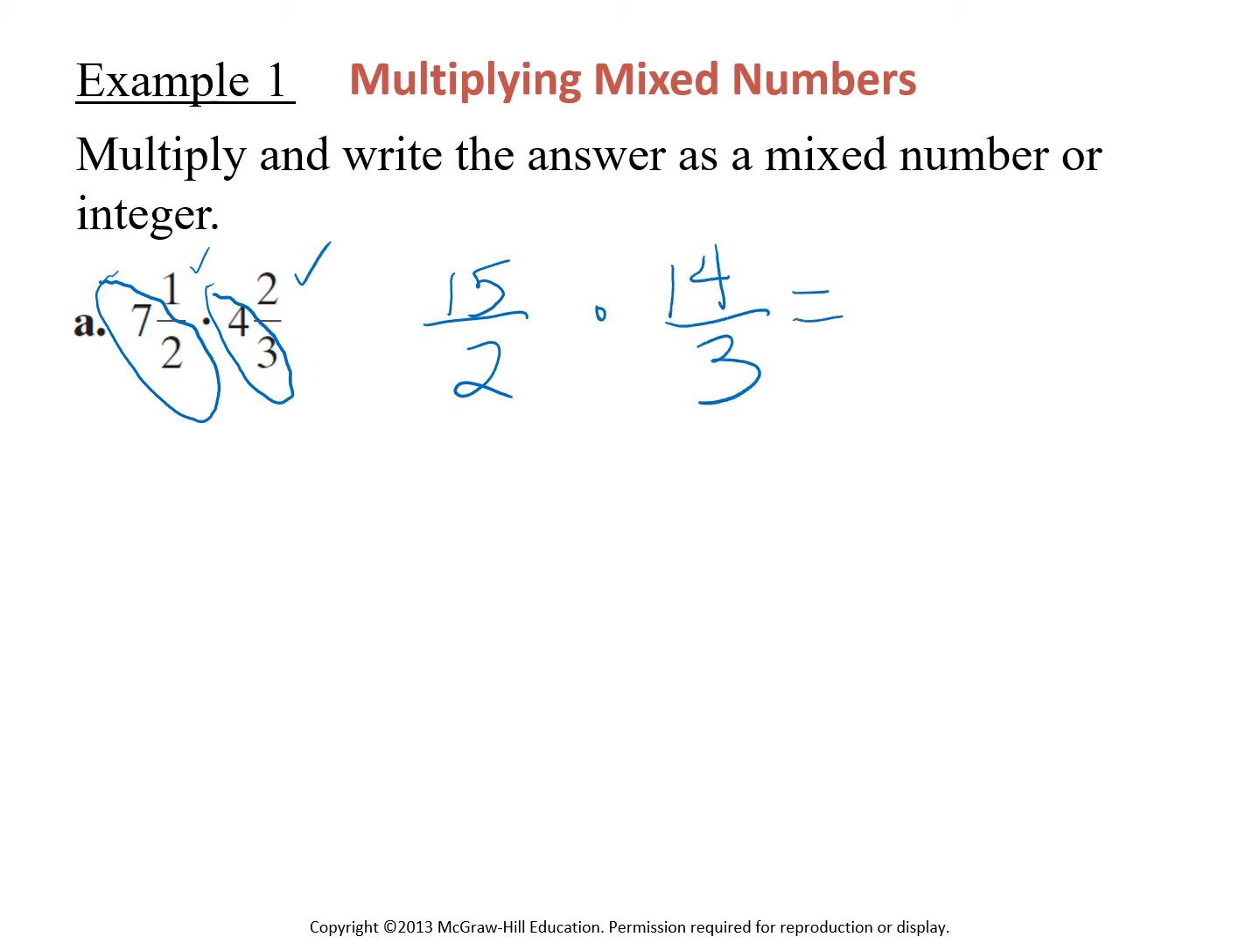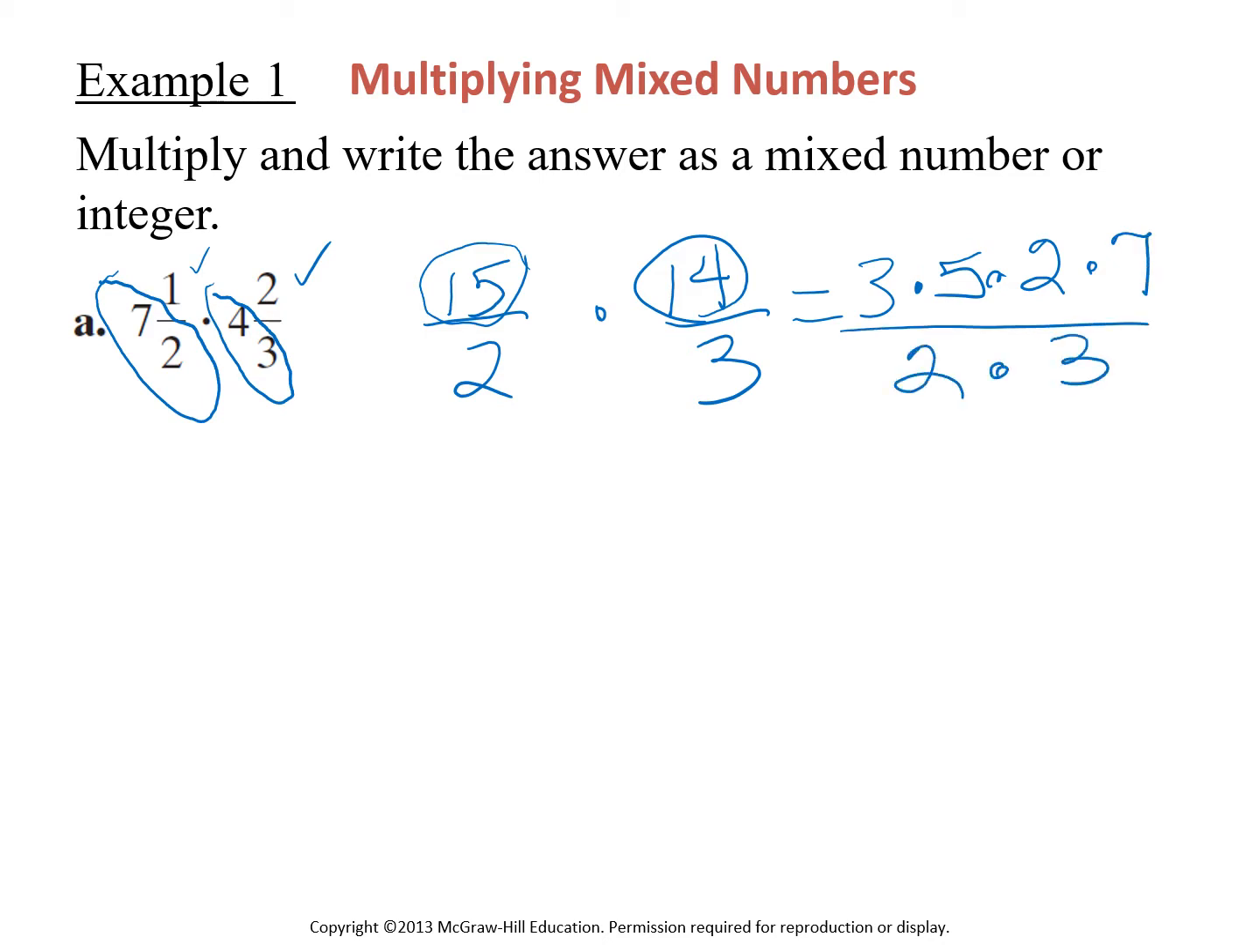And now we're going to multiply across the numerators and across the denominators. And I'm going to break these into prime factors. You do not have to do it this way, but you can. It helps when you go to simplify. And I'm going to divide out my common factors. 3 divided by 3 is 1. 2 divided by 2 is 1. And I'm left with 35.